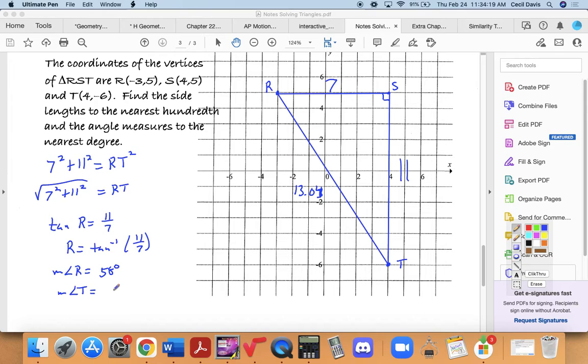And the measure of angle T then? Pardon? 22. How about 32? Wait. So for angles, will we always just do whole numbers? You'll do whatever it asks. Will it ever be like decimals? It might ask you for an angle to the nearest tenth or the nearest hundredth.